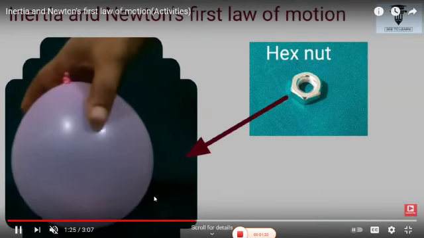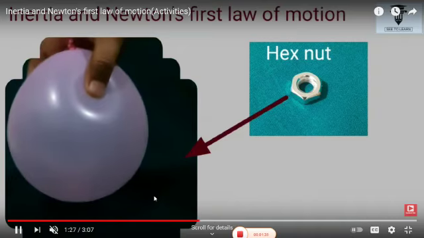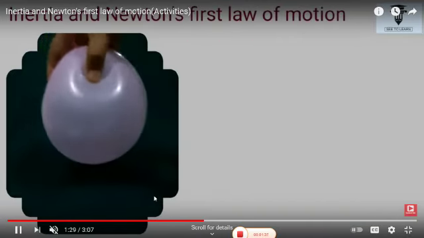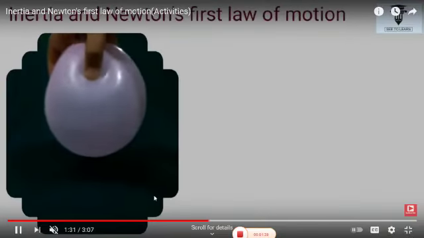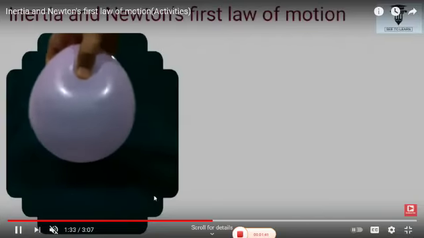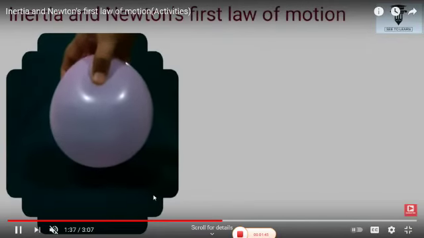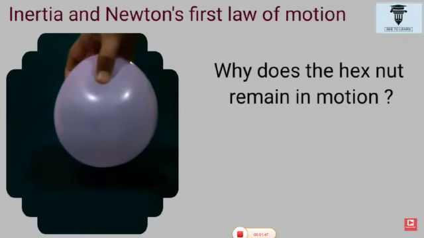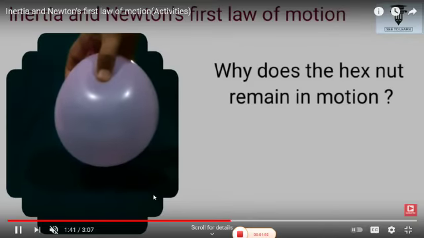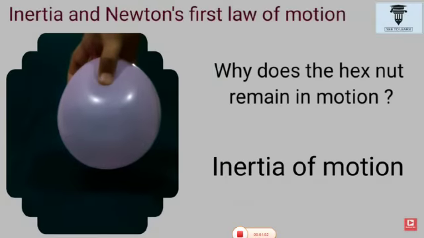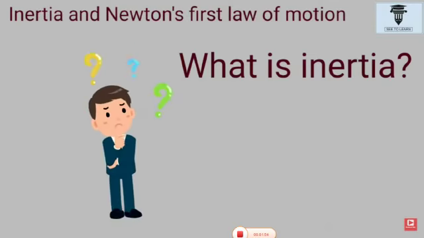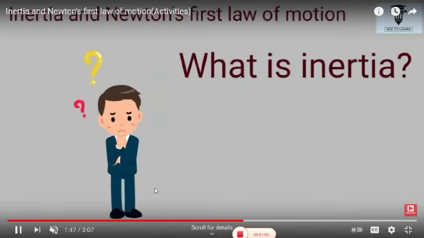And now this is the second activity: take a balloon and put a hexagon nut into it and just move it. What will it show? That the nut is moving though we did not give any jerk. After some time it comes to rest just because of the friction.